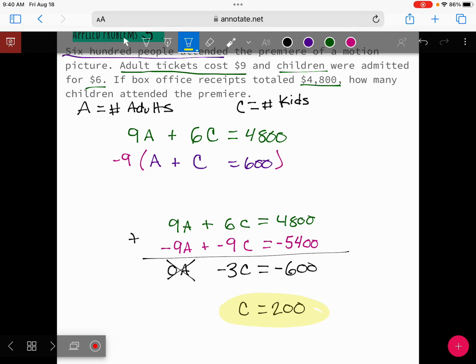This is not your only option for solving this. You could have multiplied by negative 6. You could have solved this around to be an A equals or a C equals and use substitution. I don't care how you do it. Just that you do it.